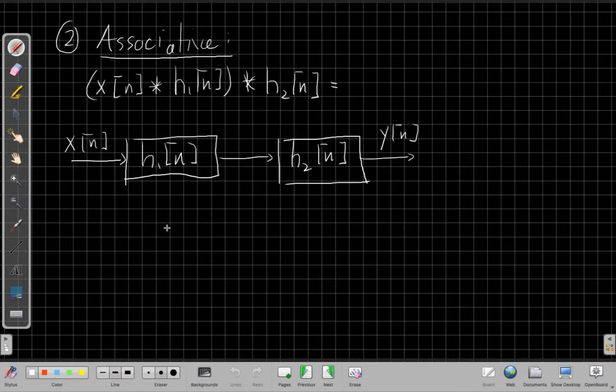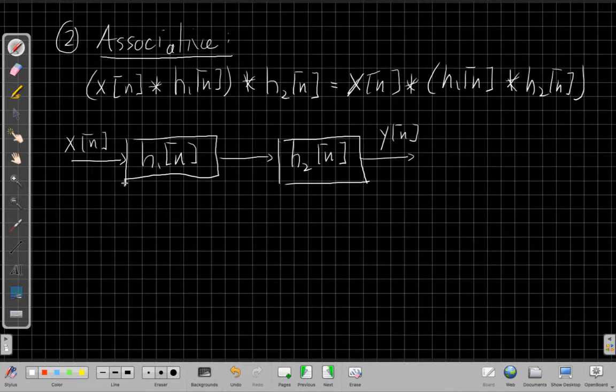The associative property tells me that if I have x convolved with h1 of n, and I take the answer of that and convolve it with another signal h2 of n, I get the same answer as if I convolved the two h's first and then convolved that answer with x of n. So I can associate a chain of convolutions in any order I want. Sounds kind of dry when you write it like an equation. Where can you take this to the bank in an engineering system?